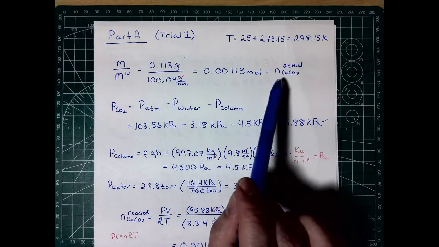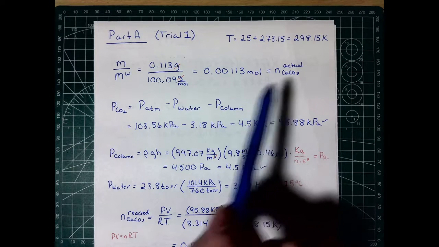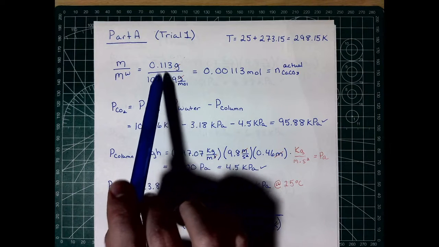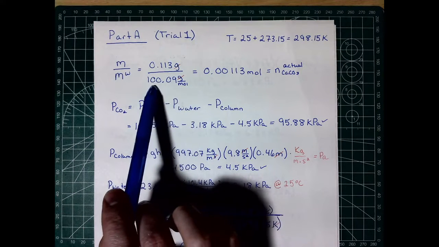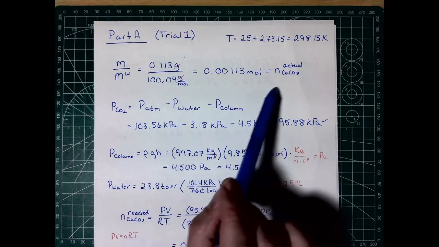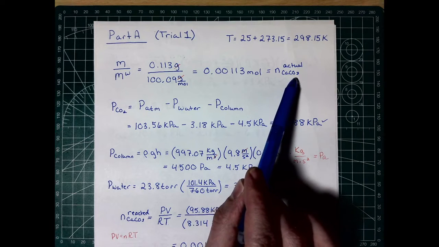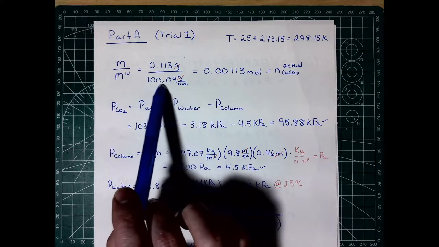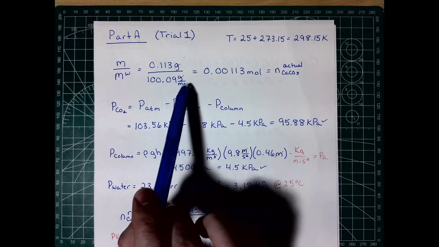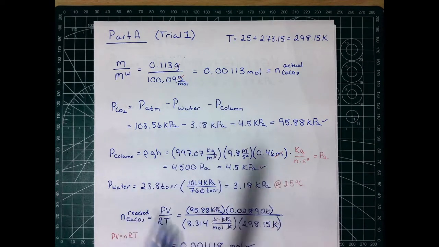So I'm going to start off by calculating the actual number of moles of calcium carbonate based on the mass. I'm taking the mass that we were given in our student data, and dividing that by the molecular weight of calcium carbonate that I would have gotten by adding up the atomic masses of 1 calcium, 1 carbon, and 3 oxygens. So it's going to be 100.09 grams per mole. I cancel my grams, I get 1 over moles, or moles, and I get this many moles.